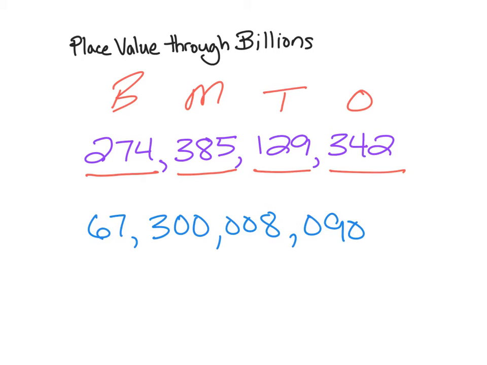Here's another number we have written. I'm going to apply the same strategy. So this would be the ones, the thousands, the millions, and of course the billions. And when I start reading this, I would say 67 billion, 300 million, 8,090. Once again, 67 billion, 300 million, 8,090.